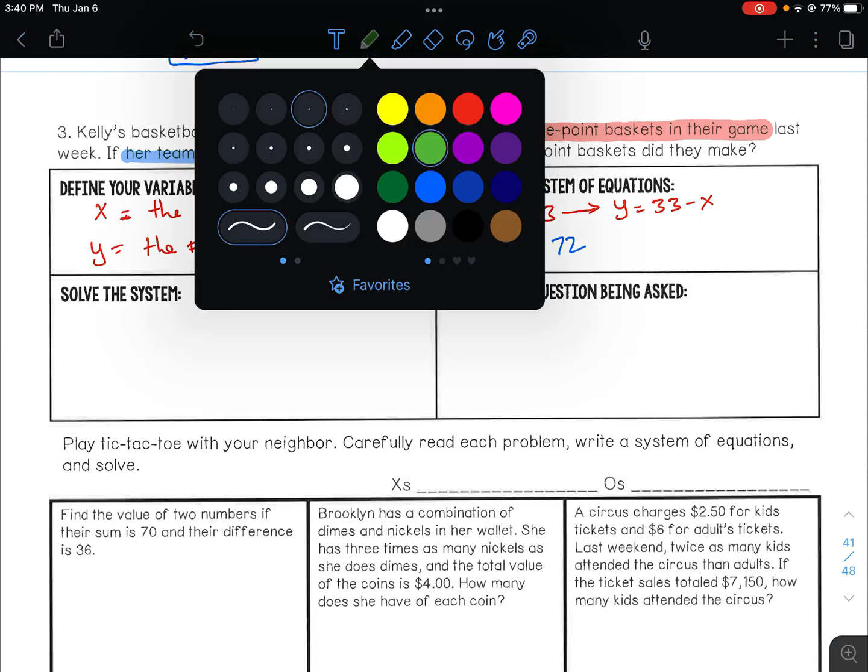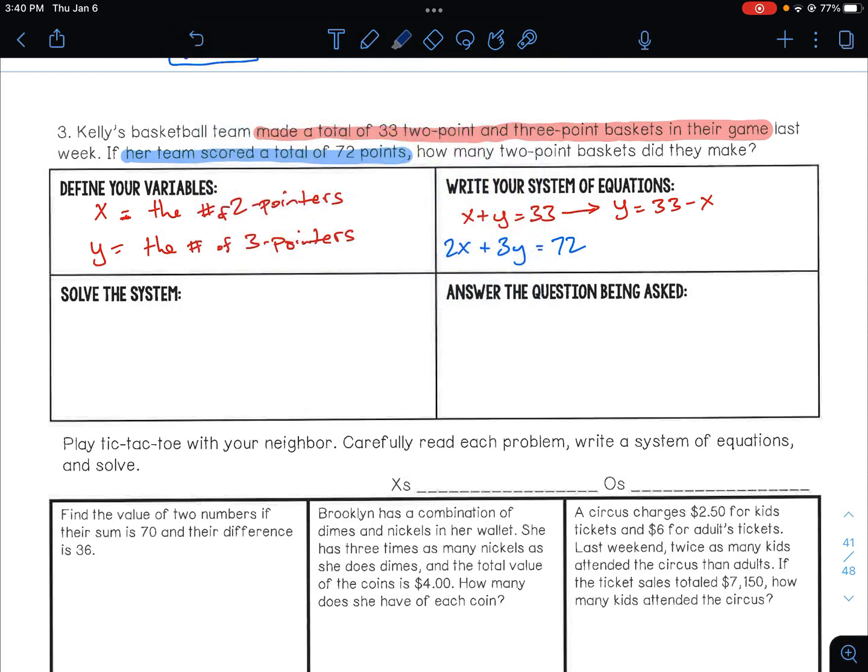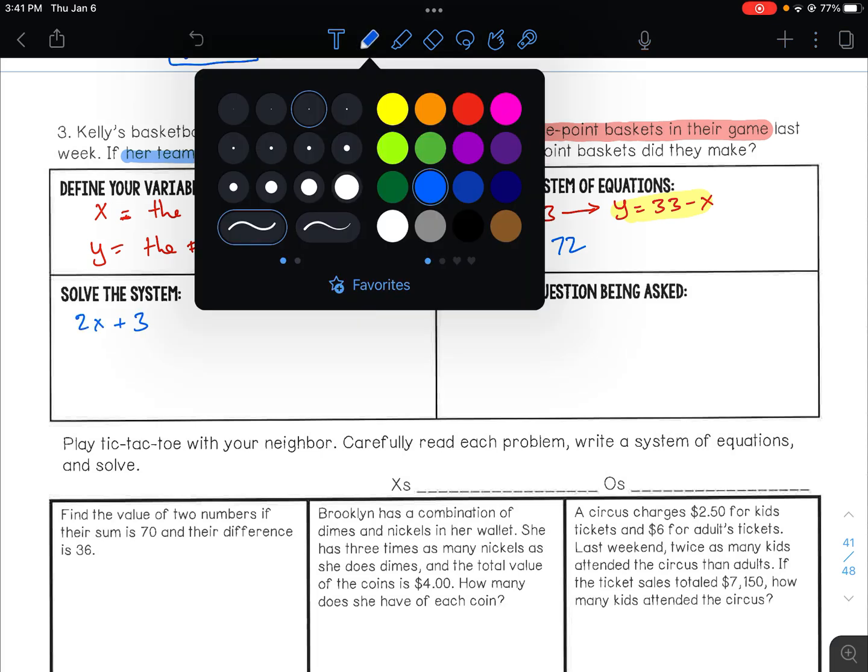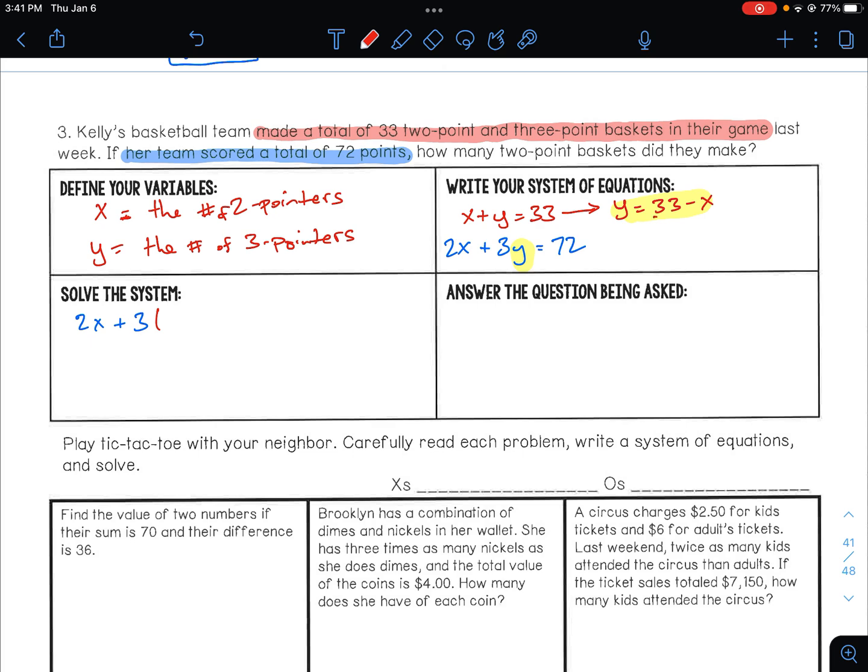I'm going to use my blue equation. That Y, I'm going to plug it in there. So 2X plus 3Y. Now, I'm not going to use Y. I'm going to use whatever Y equals, which is 33 minus X, equals 72. Notice this is the same equation as that. I just replace Y with whatever Y is, which is this.